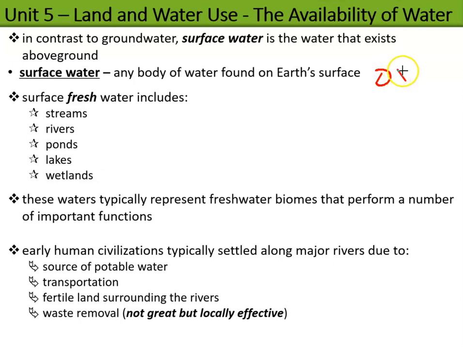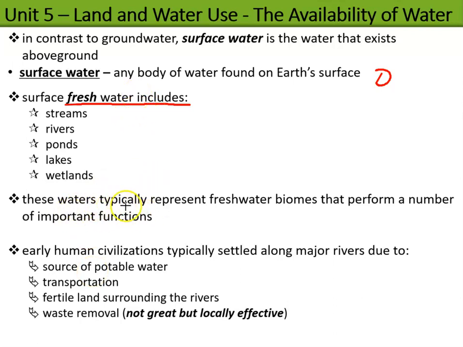It does include oceans, but primarily we're not talking about oceans as surface water that's available for most human uses. So here we're talking about surface fresh water, and so this includes all the surface water you see that's fresh, that you can encounter as you go through life. Things like streams, rivers, ponds, lakes, and wetlands are your primary examples of surface fresh water. That is water that's laying on the surface of the earth.